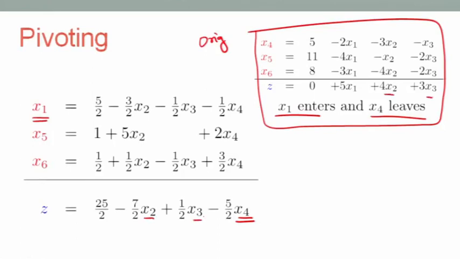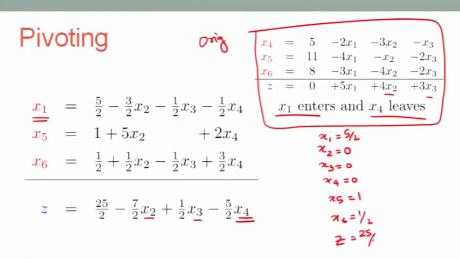It has changed completely. In fact, in this new dictionary, the solution that I am representing is x2 is 0, x3 is 0, x4 is 0, x1 is actually 5 by 2, x5 is 1, x6 is 1 by 2, and z is 25 by 2, that's 12.5. Okay, in fact, you started with 0, and in one step of pivoting, you have upgraded your z to 12.5. And that's what pivoting is going to do. It's going to try and increase the z in every step.